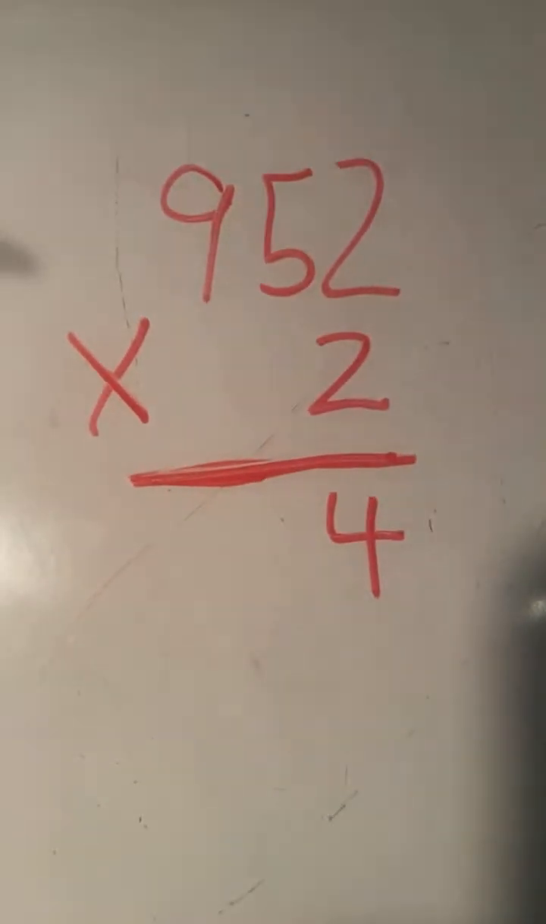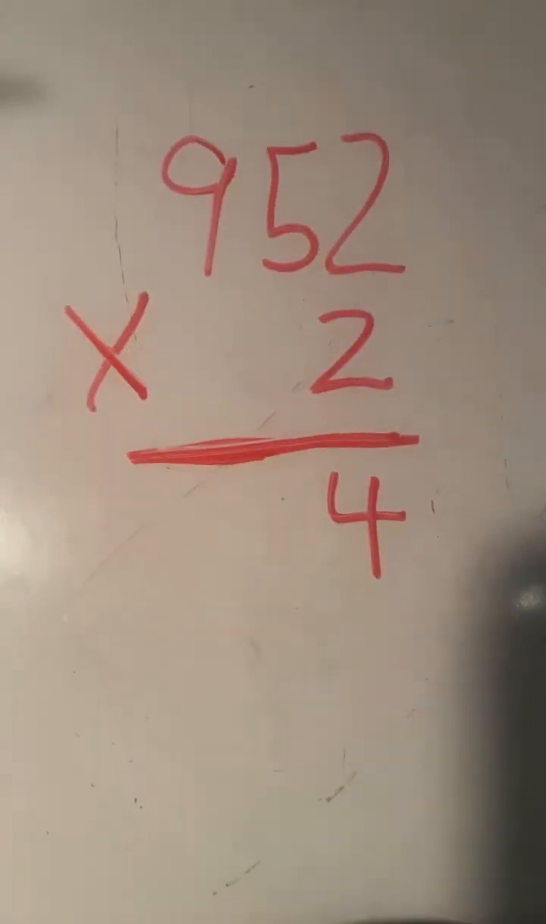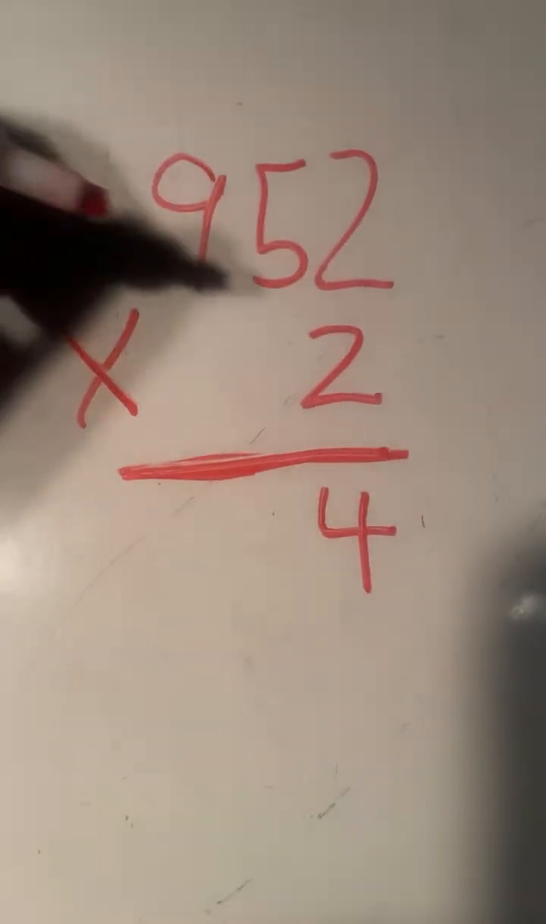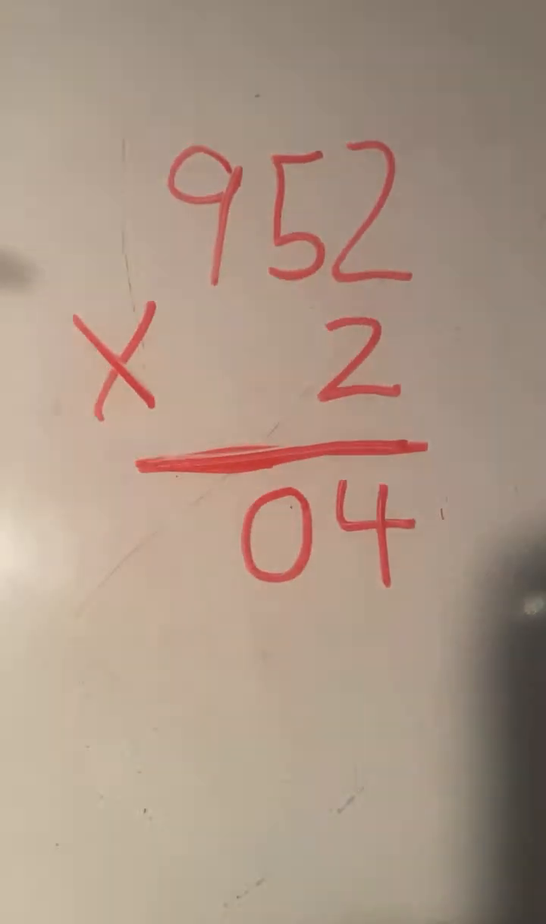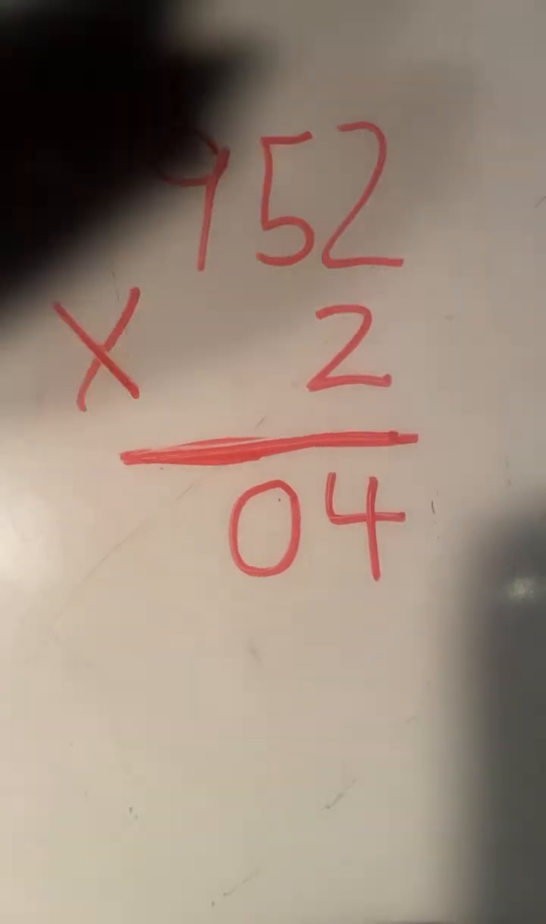Now we do not need to regroup because our product is less than 10. We only regroup when our product is 10 or more. 5 times 2, multiply that next. 5 times 2 equals 10. For that one we do need to regroup. The 0 in 10 goes in the tens place. The 1 gets carried over to the hundreds place.